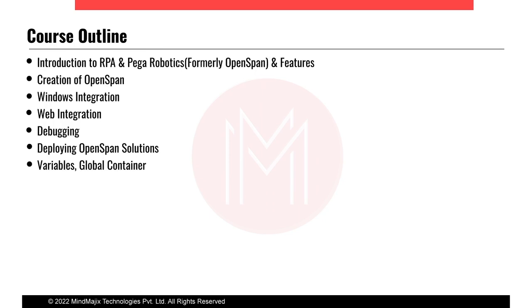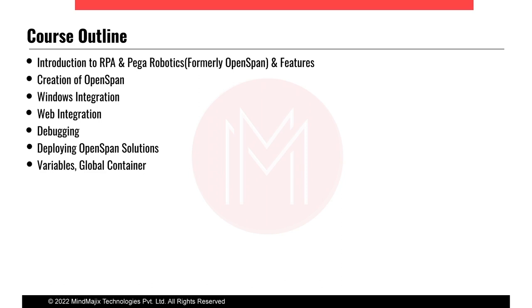So the course outline, as I already mentioned in the introduction: RPA and Pega Robotics and its features; the creation of the open standard Pega Robotics Studio, that is, how you select the project in the new section and create it. For windows integration, if you have to automate any window based application, you can use the windows integration. If you have to automate any web application like Google, you can use the web integration. Then the debugging part, to diagnose and check the actual processing, to fix the errors and to test the automations, with the help of the breakpoints, which I already discussed.